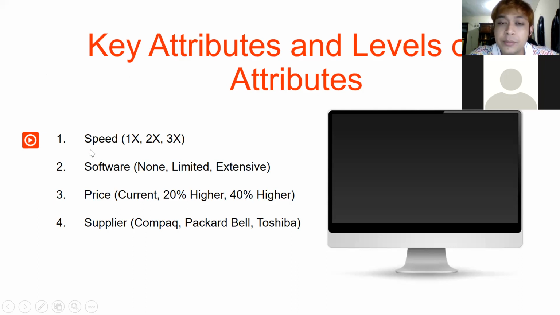So there are 4 attributes, and the levels are either 2 or 3. Oh no, everything is 3 in here. So speed, software, the price, and then the supplier. Okay, one, two. Oh, I don't know what this one is. This is, I don't know, the speed. Well, okay, and then the software, the price, and then the supplier, and so on.